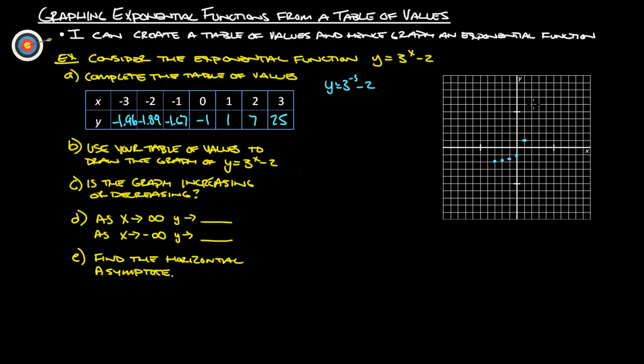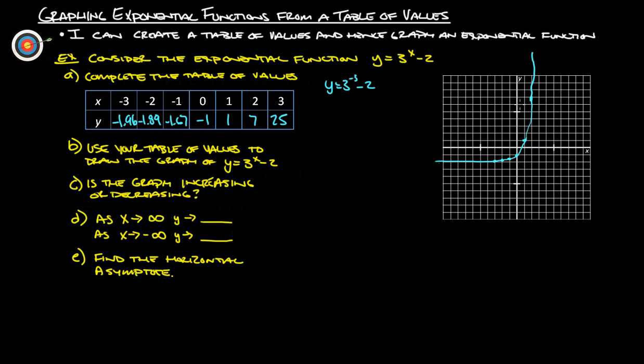2 is at 7. So you can see it's kind of coming in here flat, and then it goes up really quick. And then at 3, it's way up at 25. So it's way off the screen up there. So we'll just use those. Use your table of values to draw the graph. So over here it's going to get really, really close to -2, but we'll never actually get down to -2. So we're actually going to start up here. It almost looks like a flat graph, and then it just starts taking off here.